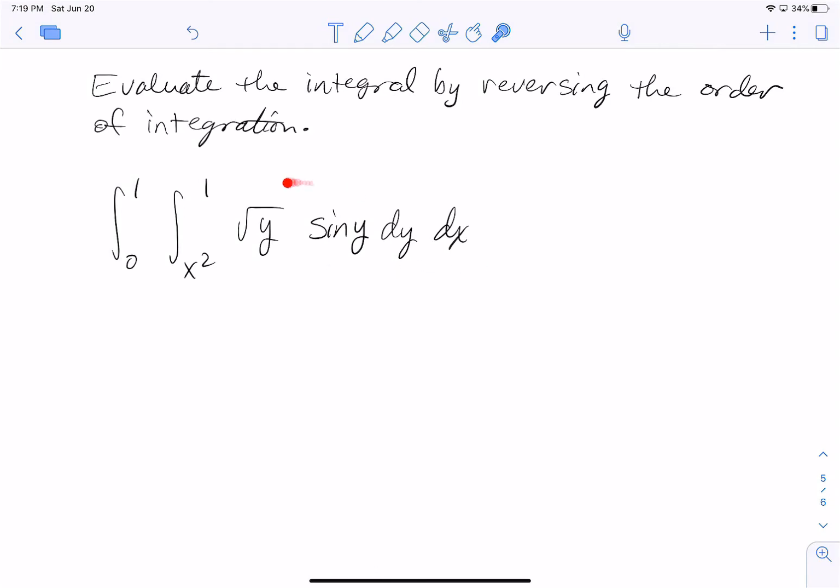This integrand we could do using a substitution, but we don't have to. We can just reverse the order. So I think you've seen enough. Just a little bit of guidance. I recommend you draw a sketch of the region in the xy plane. But go ahead and pause the video, come back when you are done.